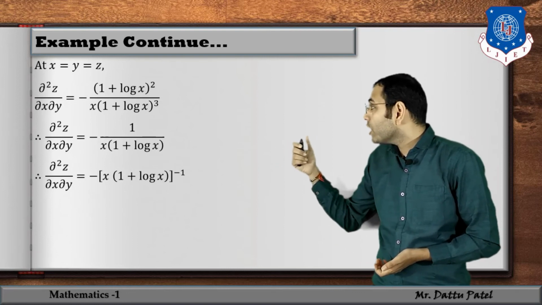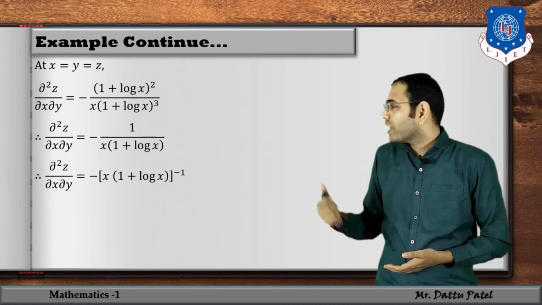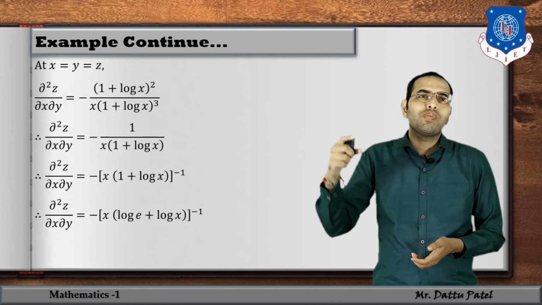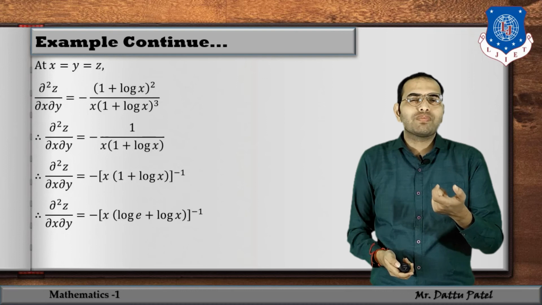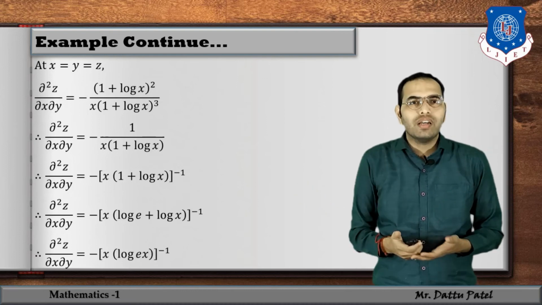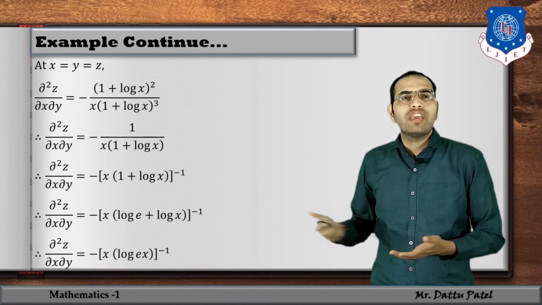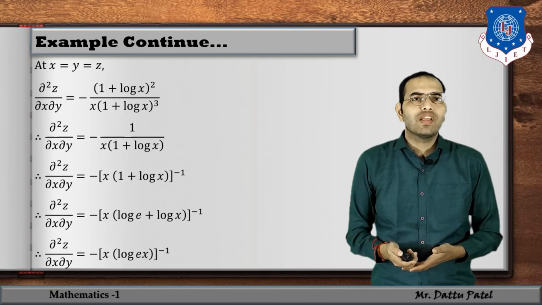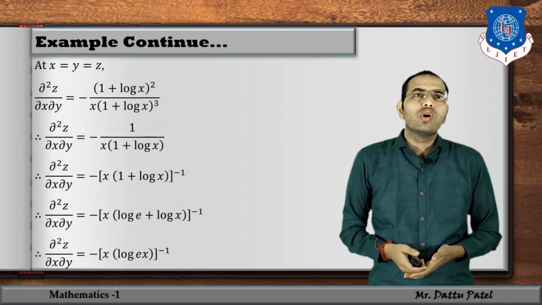Here, converting the whole term into a logarithm portion, the value of log e is 1, so we can write x inside the bracket as log e plus log x, raised to minus 1. According to the properties of logarithm, log x plus log y we can write as log xy, so it becomes minus x (log ex) raised to minus 1. That is exactly what we had to prove, as given in the question: ∂²z/∂x∂y equal to minus x (log ex) raised to minus 1.